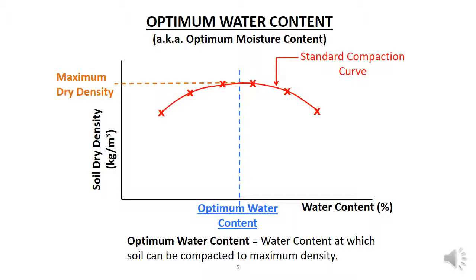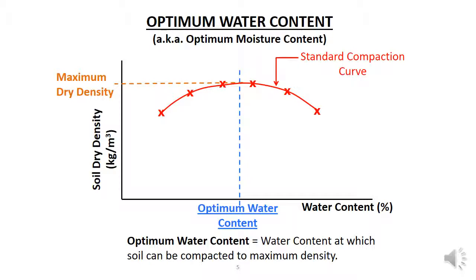At lower water contents, the part of the graph to the left, the aggregate is too dry and there is not enough water to lubricate the contact areas to allow the particles to slide into a denser formation when the soil is compacted. When we add more water, that is, the water content is increased, we get a higher density material. This is because there is water lubricating the contact areas, allowing the soil particles to slide into the void spaces. Even more water increases the dry density even more.